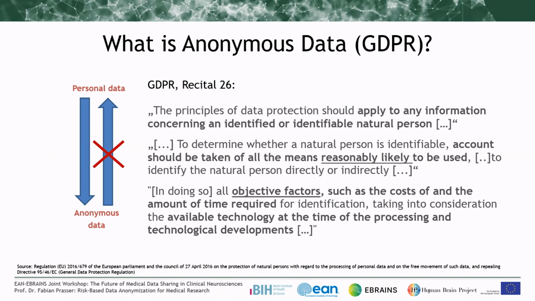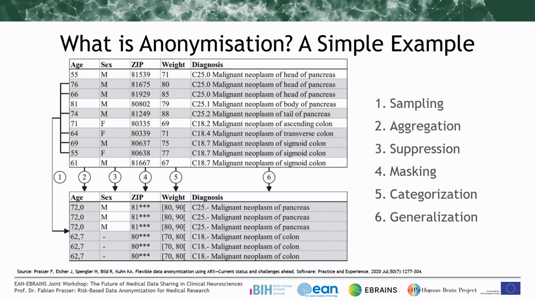This is important as it justifies risk-based approaches to anonymization, because identification has to do with likelihoods, and likelihoods are an important aspect of risk. Recital 26 goes on to say that likelihoods are to be determined based on objective factors, and also mentions a few examples such as the costs or the amount of time required. Let us switch from the legal to the technical perspective.